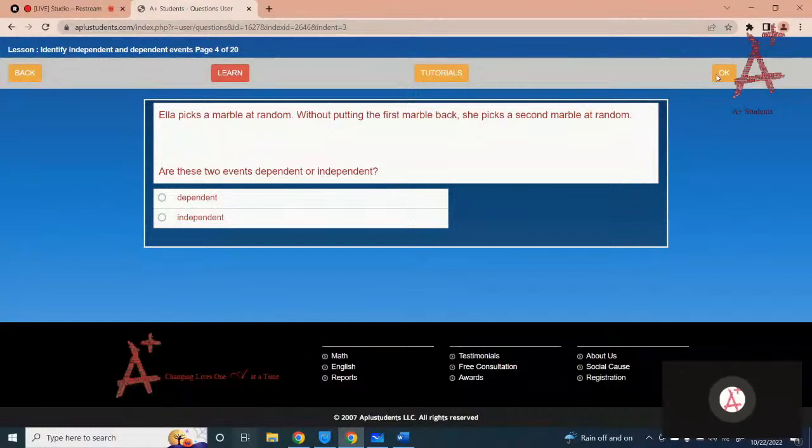They are dependent because she selected one at random, then without putting back. That means the one you selected, you cannot select that one again. Got it? That means they are dependent events. Got it?